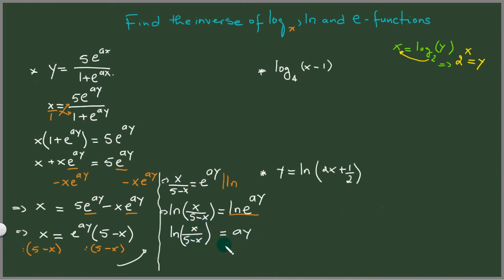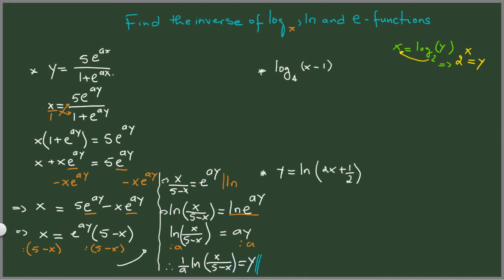And now we can divide on both sides by a, here by a, and there by a, and that's going to give us, therefore, 1 over a ln of x over 5 minus x equals y. And this is here our inverse function of that function over there. Okay, so we can just put a little color here to show that it's our end result.